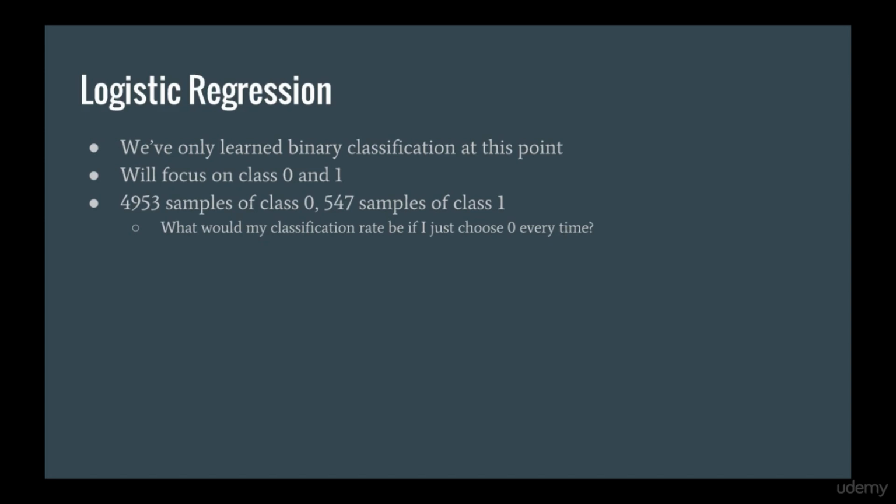You'll see that this is a little bit problematic because there are 4,953 samples with label 0 and only 547 samples with label 1. In the next lecture, I will explain why this is a problem, but I would urge you to think about it on your own before watching the lecture.